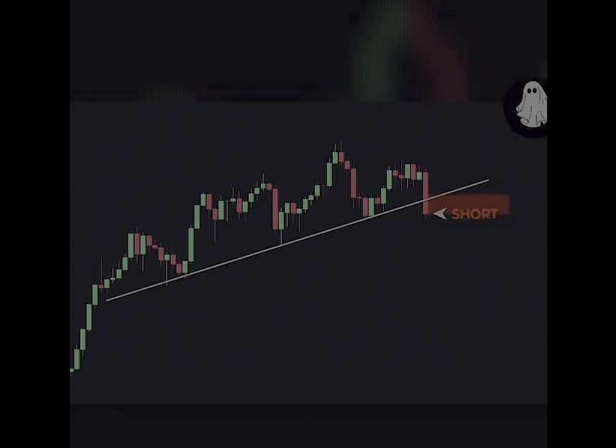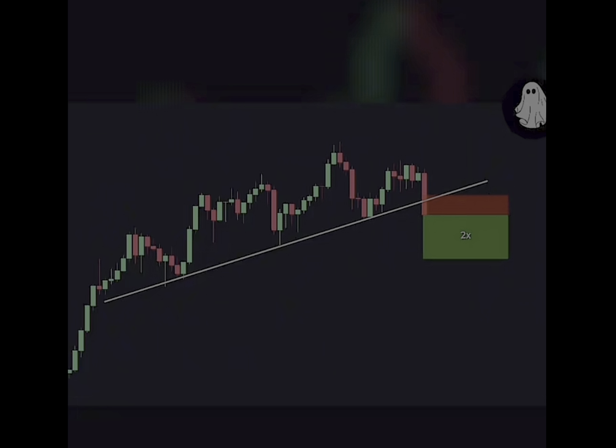Next, a stop loss could be placed slightly above the trend line break, and a take profit at 2 times the stop loss size. And as you can see, price went down and hit our take profit.